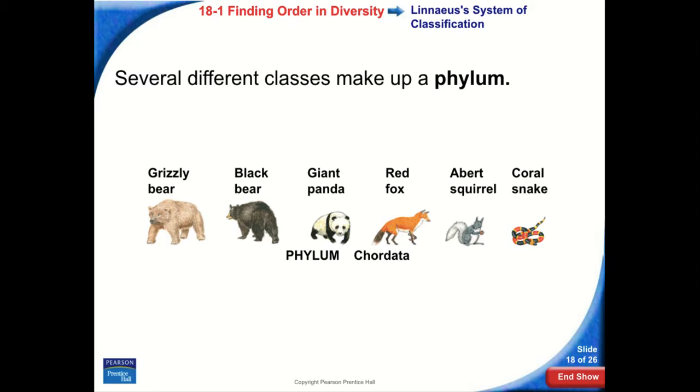Then you go one step further and you include even more, and that's in this case a phylum, and the phylum here would be Chordata, so that's actually going to be all of your vertebrates. So even a snake. As much as a snake is different from a grizzly bear, it does share certain characteristics that makes it part of this phylum.